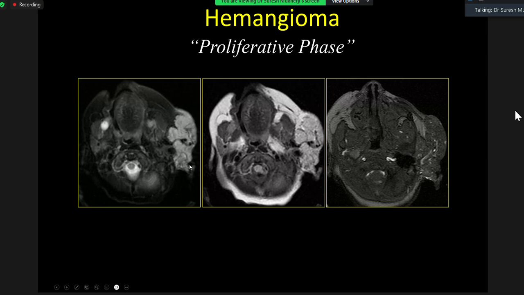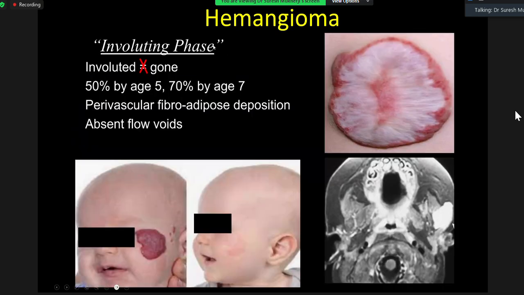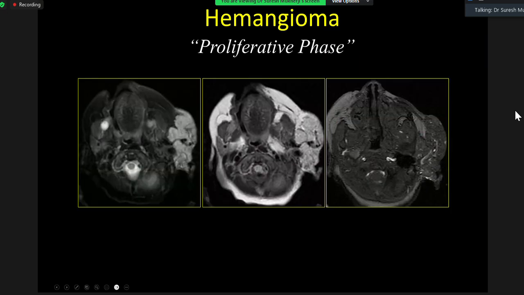But you can see the high T2 signal mass, lobulated with flow voids. Now, as I mentioned before, there's a hemangioma that has a proliferative phase. And what we talked about earlier is that when you have these flow voids, there's a proliferative phase.